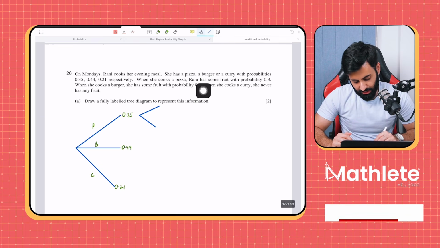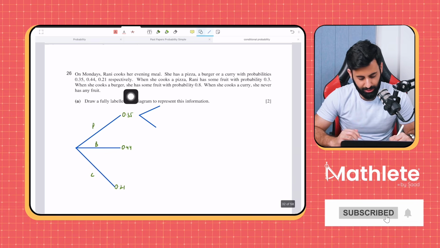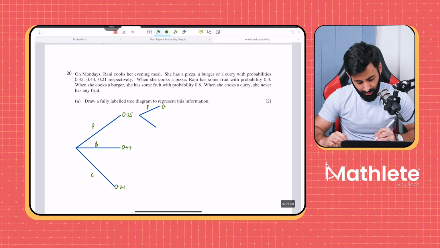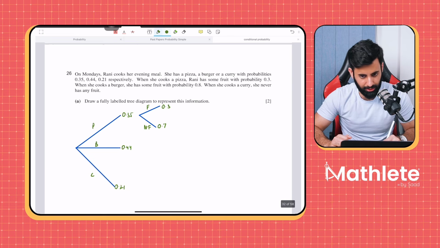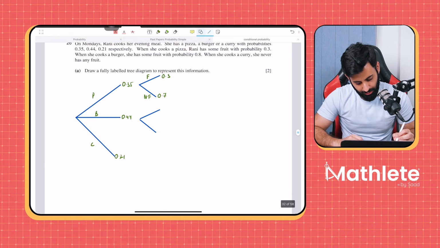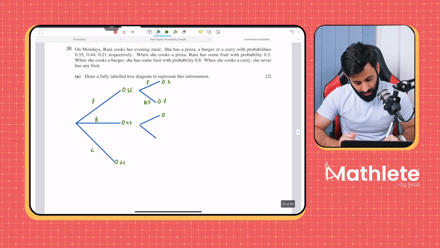One possible outcome is that she has some fruit, and the other is that she does not have some fruit. So the probability that she has fruit with pizza is 0.3, and the probability that she does not have fruit is 0.7. Then with burger, the probability that she has fruit is 0.8, which means the probability that she does not have fruit is 0.2.